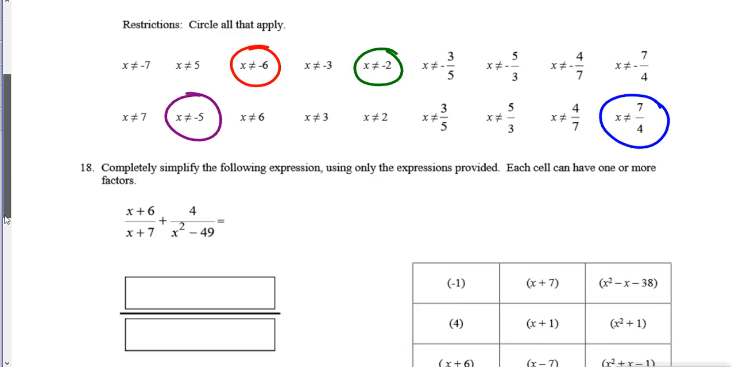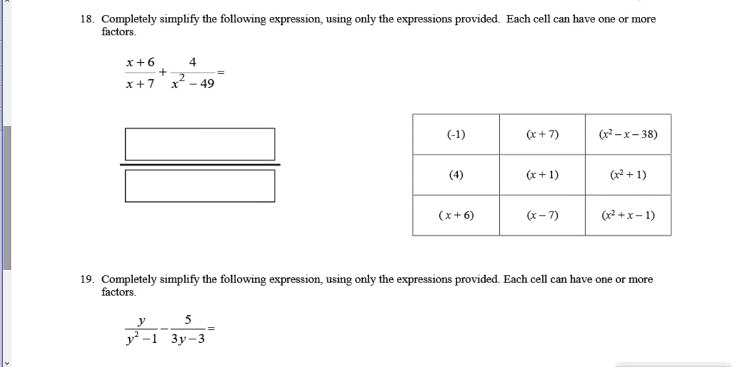All right, let's scroll down to 18. Again, I'm supposed to simplify, and I've got the drag and drop type of answers right there. So in order to add and subtract, I have to have a least common denominator. So my first fraction was x plus 6 over x plus 7. I can't factor that at all. And then my second fraction was 4 over x squared minus 49.